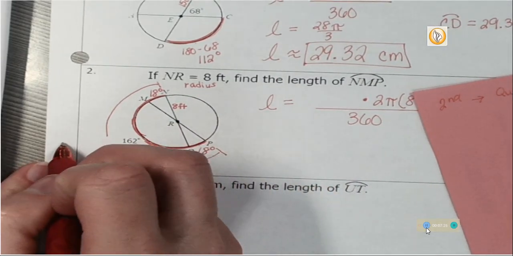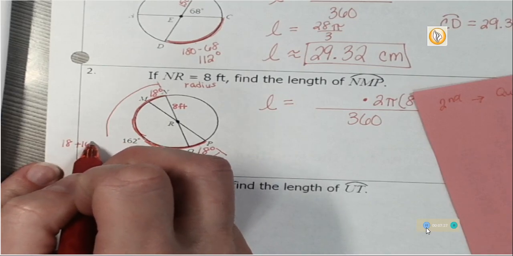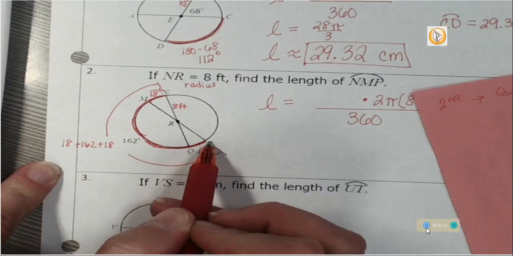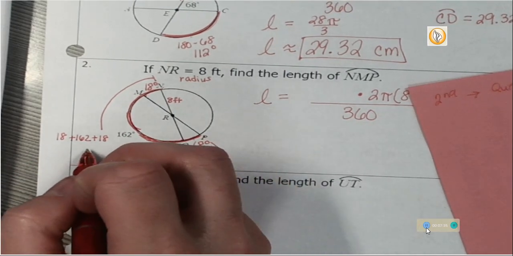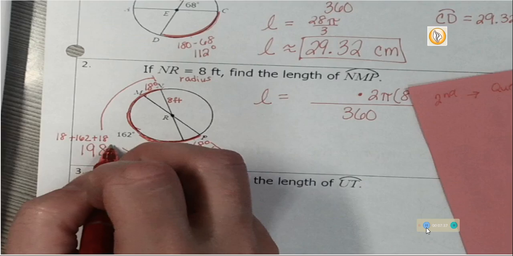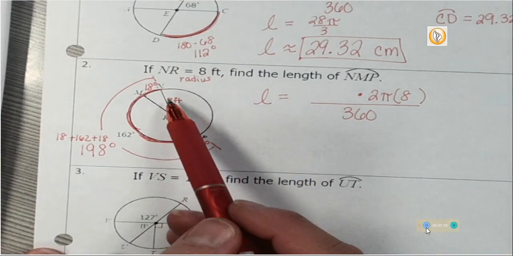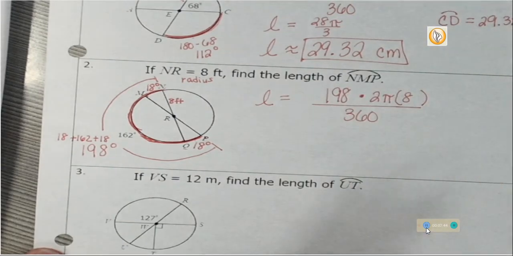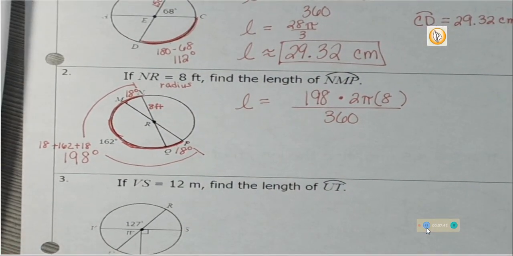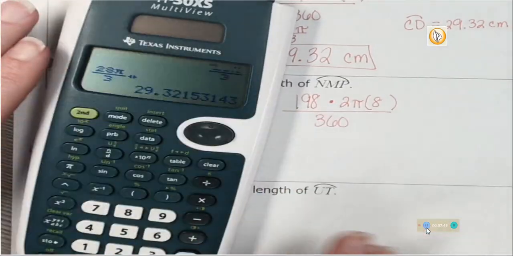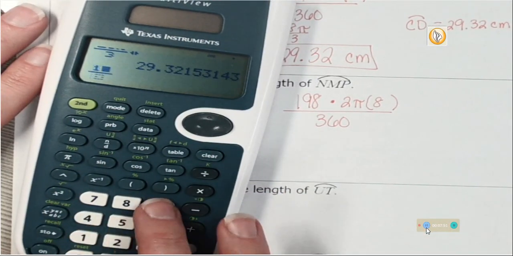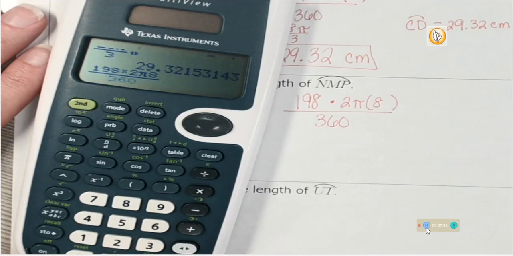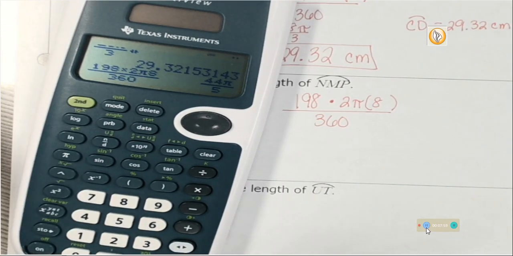So that means I've got to take 18 plus 162 plus 18 more, for a total of how many degrees? 198. All right. So arc NMP is 198 degrees. So now that you know the degrees and you know the radius, you're going to plug that in. So big fraction, 198 times 2 pi times 8 over 360. I get 44 pi over 5.